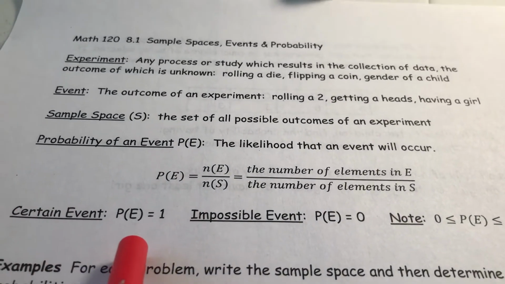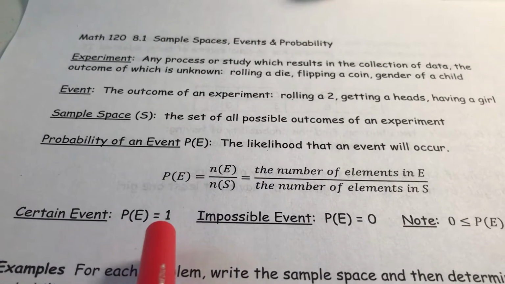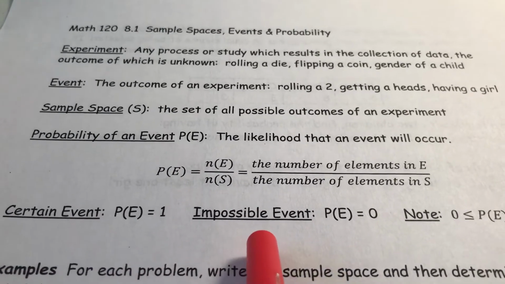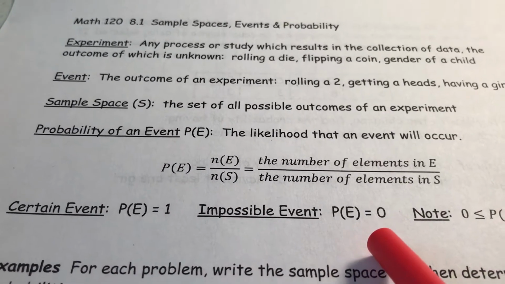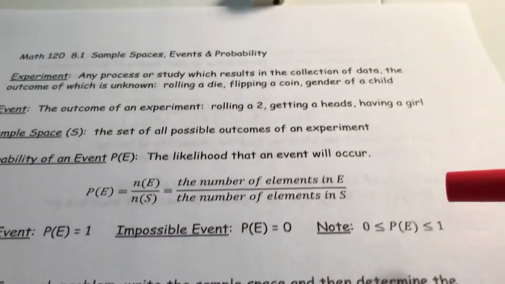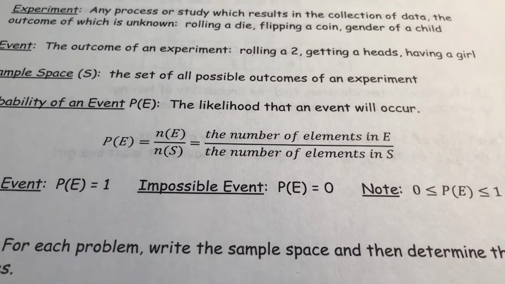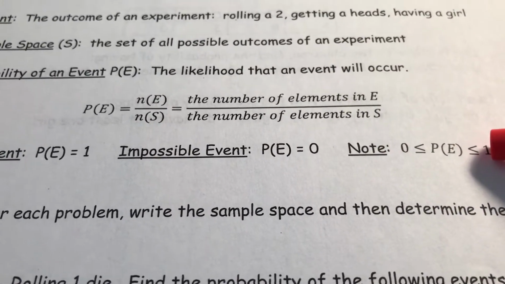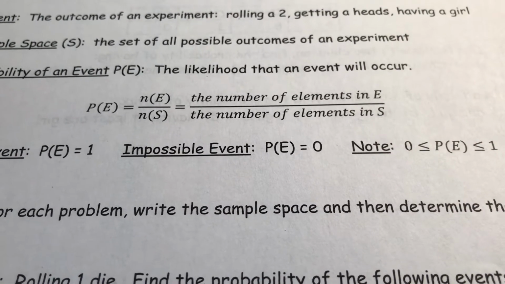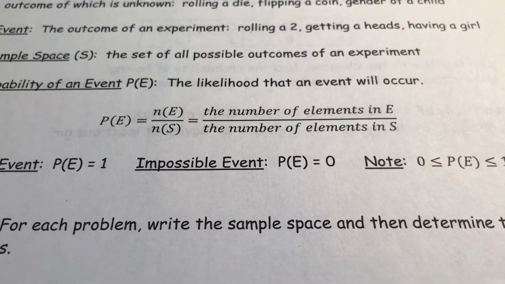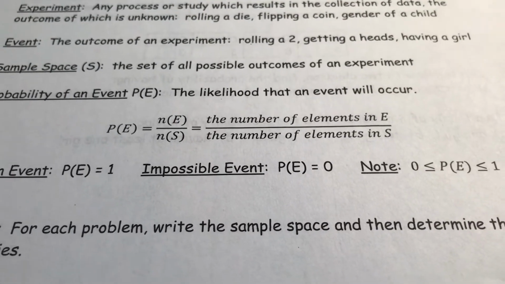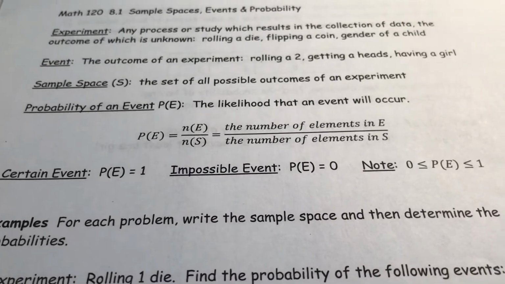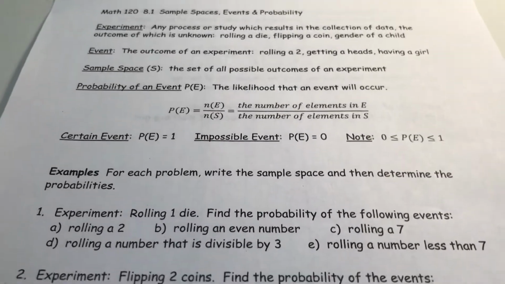A certain event has probability 1, and you can think of this as 100 percent. It's going to happen. An impossible event is when the probability of the event is 0. It's not going to happen. Also note that these probabilities are always going to be between 0 and 1. So 0, it's not going to happen, and 1, or 100%, it's going to happen, and everything in between. And a lot of our problems, we write things as fractions instead of decimals, although you can write a fraction as a decimal or as a percent. But in these problems, we'll be writing fractions. That's how MathExcel accepts them.